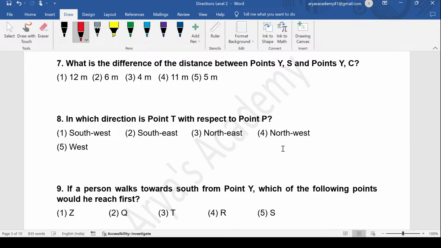Question number 7 is asking you what is the difference of the distance between point Y, S and points Y, C. We have solved a very similar question in the previous paragraph as well. So can you please tell what is the difference between the distance between points YS and points YC? First, you need to find the distance between point Y comma S, and then you need to find the distance between point Y comma C, and then you have to arrive at the difference. Yeah, what is the answer?